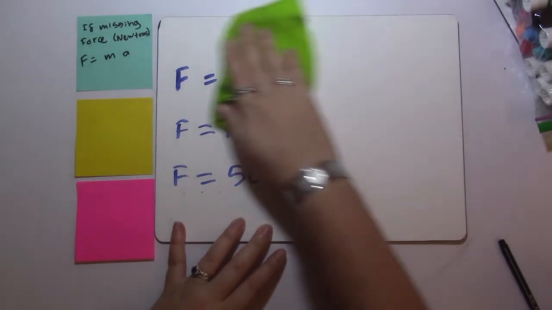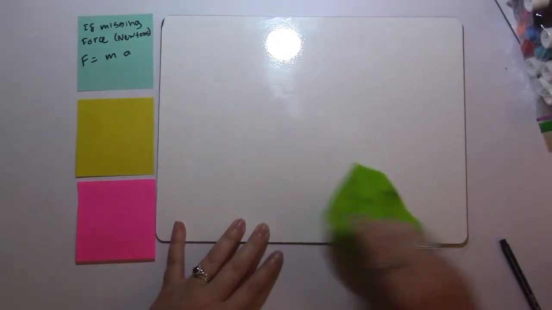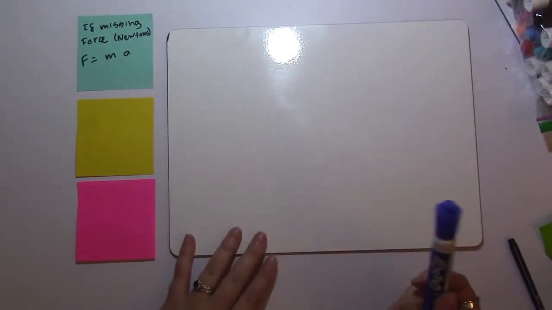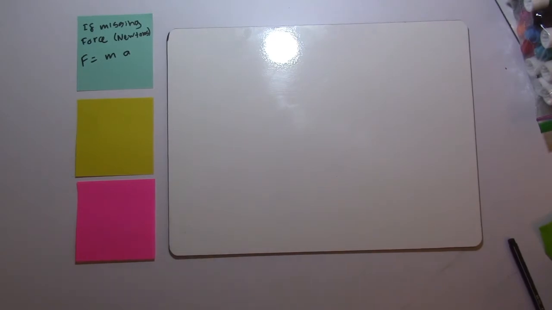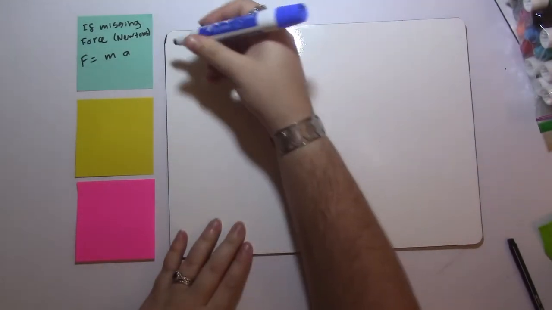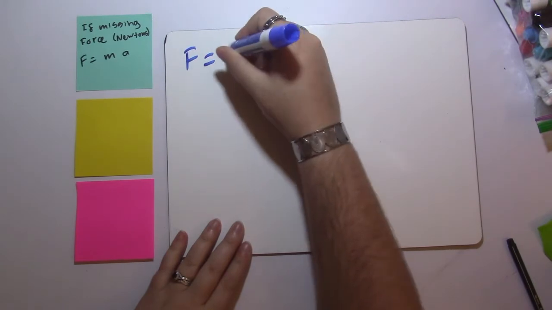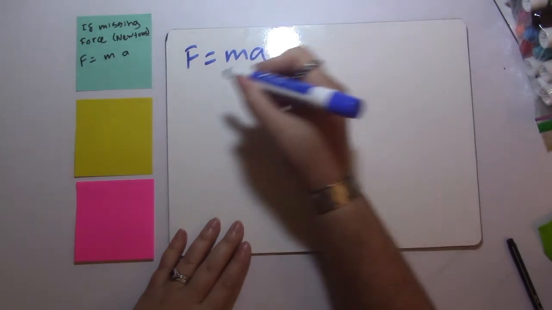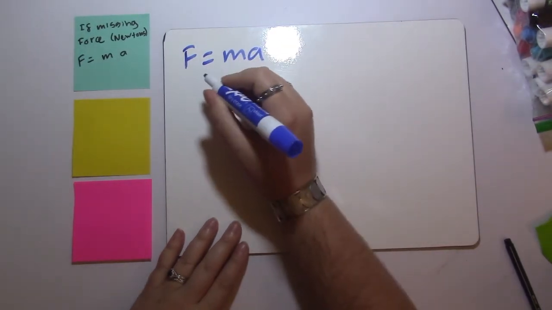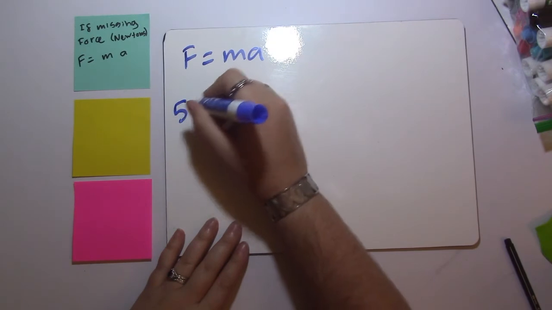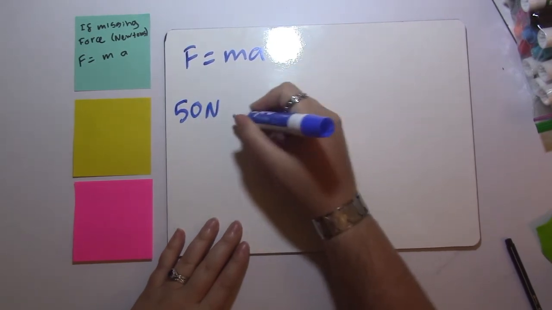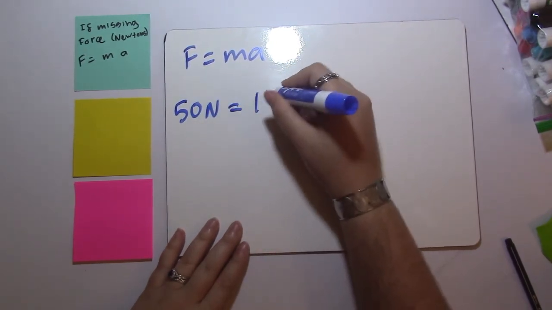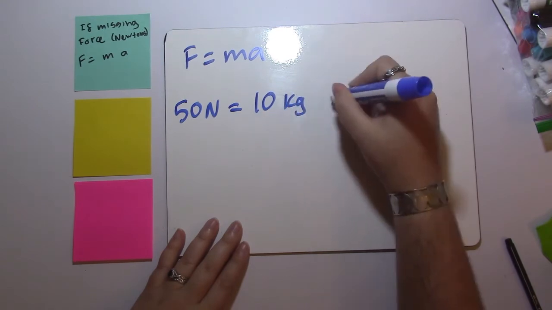We're going to put it off to the side as our equation key here. Now let's say we're missing acceleration. So we can do one of two things. We can still start with F equals ma as our base equation and plug in the two values that we know.